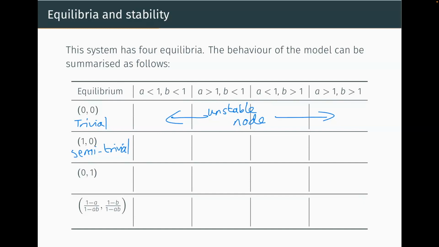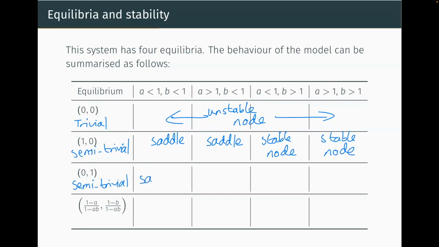So we can show that if A and B are both less than 1, or if A is greater than 1 and B is less than 1, then we have a saddle. And otherwise, we have a stable node. So there are 2 possible outcomes here. This was all essentially from the previous lecture. I'm just summarizing what we had before. So with our semi-trivial equilibria, we either have a saddle or a stable node.